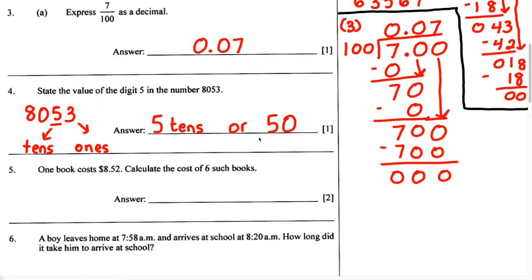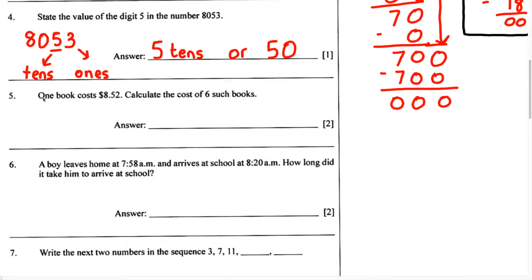Now let's do question 5. Number 5 says, one book costs $8.52. Calculate the cost of 6 such books. Let's read it one more time. It says, one book cost $8.52. Calculate the cost of 6 such books. The question is telling us that one book is going to cost $8.52.